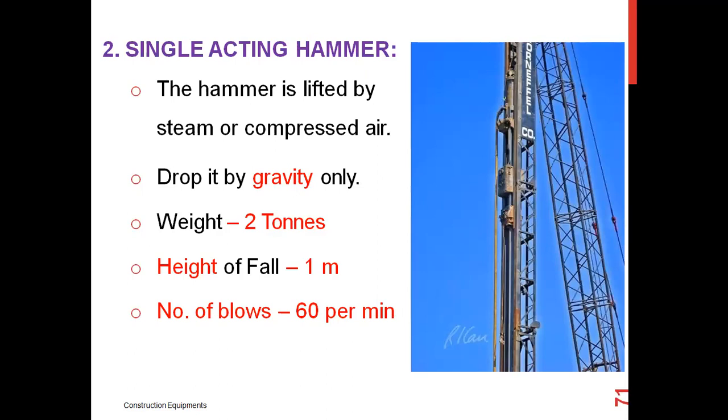The single acting hammer. In this, the hammer is lifted by steam or compressed air and dropped by gravity only. The weight is 2 tons, and the height of fall is 1 meter. The number of blows is 60 per minute. So for this single acting hammer, the hammer is lifted by steam or compressed air and dropped by gravity only. The weight of this hammer is 2 tons, the height of fall is 1 meter, and the total number of blows on an object is 60 per minute.